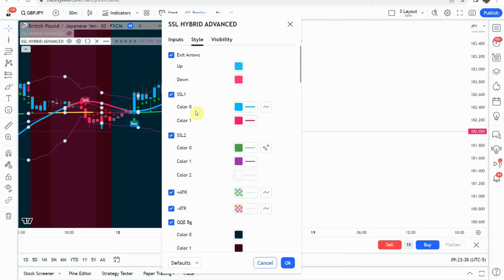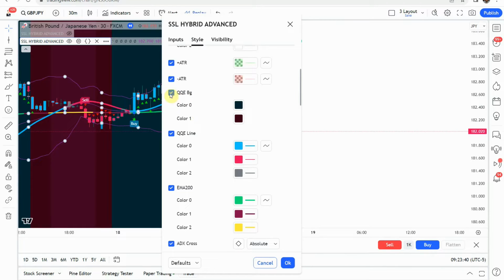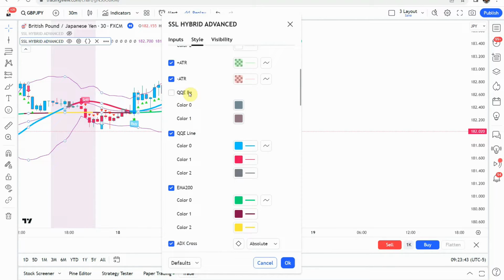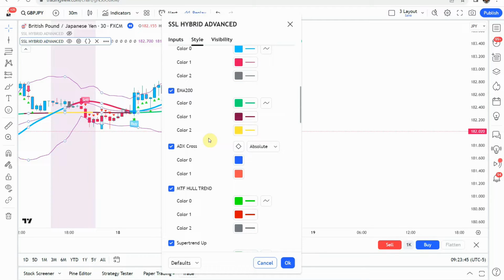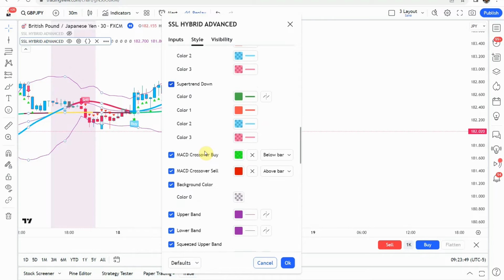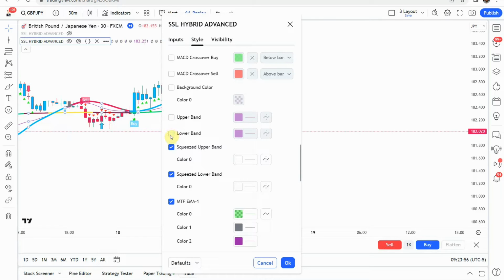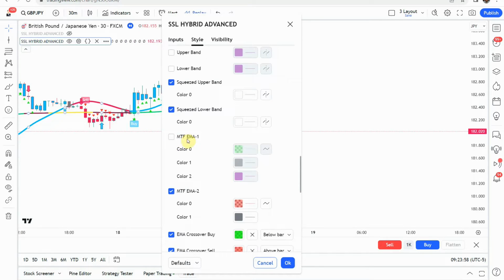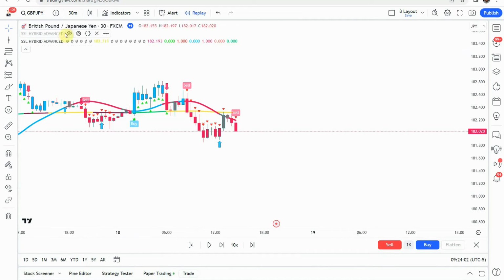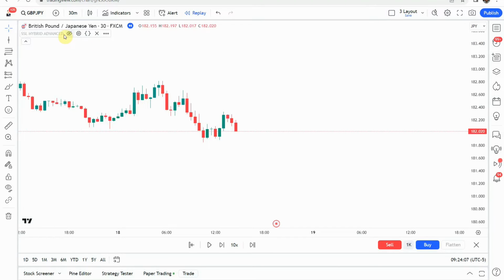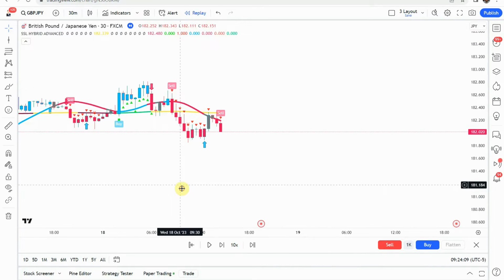We're then going to go into the style. We'll scroll down just a little bit. Turn off the QQE BG. Scroll down a little farther. Turn off the ADX cross. Scroll down a little farther. We're going to turn off the MACDs, both of those. The background color, the upper band, lower band, and a little lower, the MTFEMA1. Once you have all that in place, it should look just like this right here. Go ahead and turn that one off. Turn this one back on.